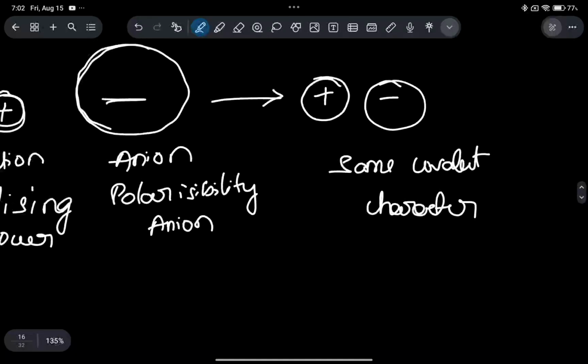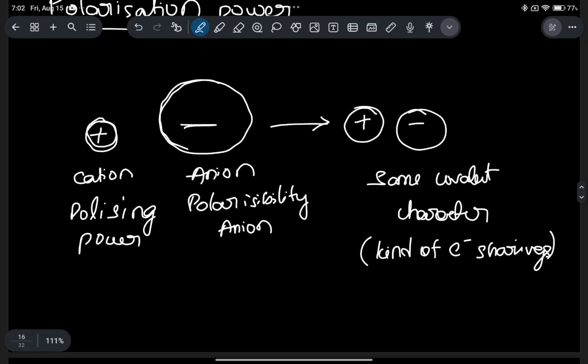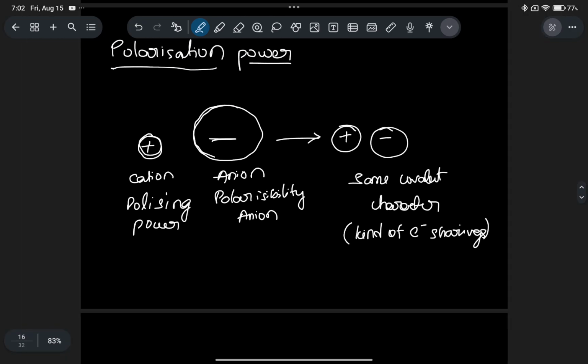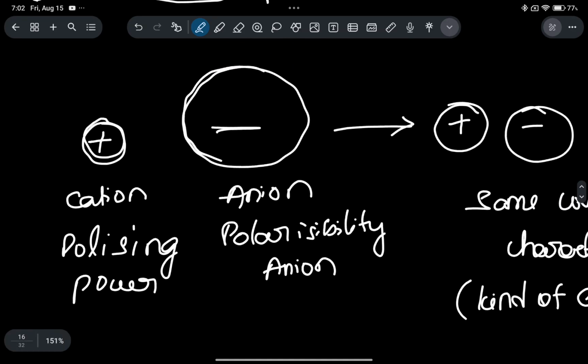Covalent character means it is a kind of electron sharing. They have shared their electrons and have some covalent character. Before and after, what has happened? The cation has the ability to polarize a nearby anion, which means the plus ion will attract the minus ion, the anion. This smaller one attracts like this.